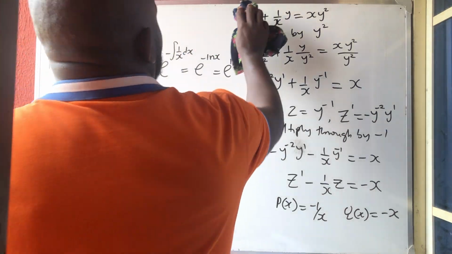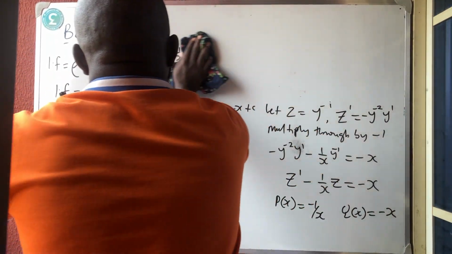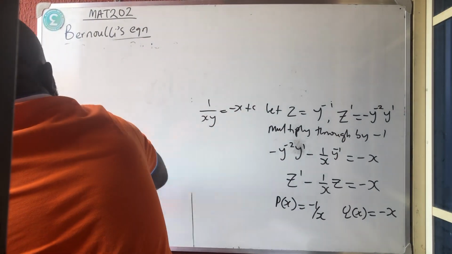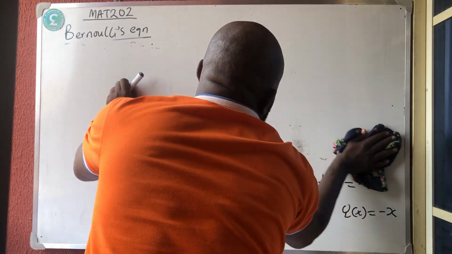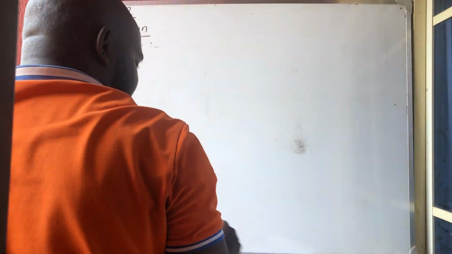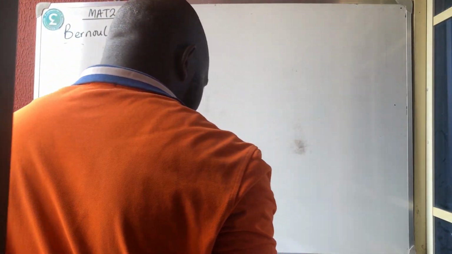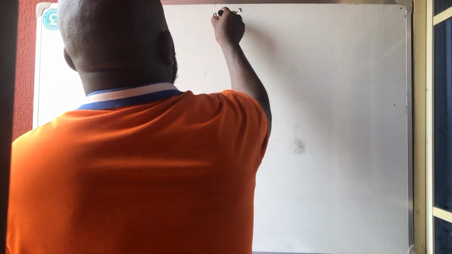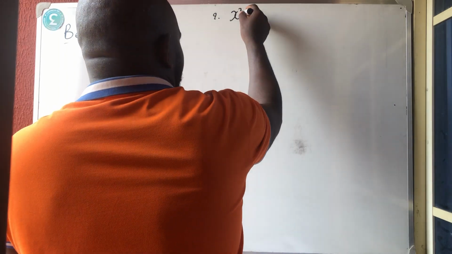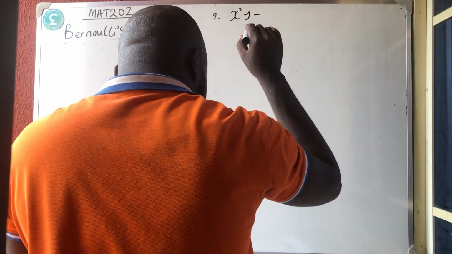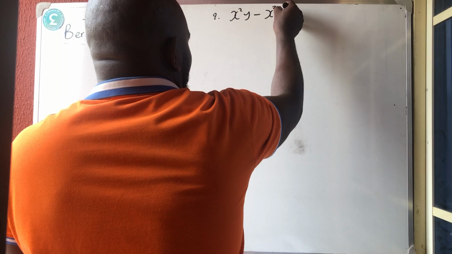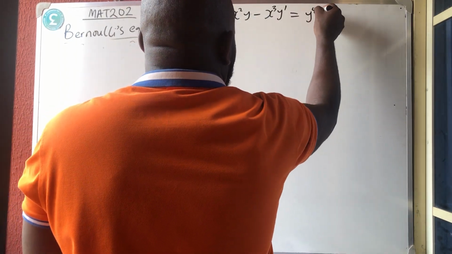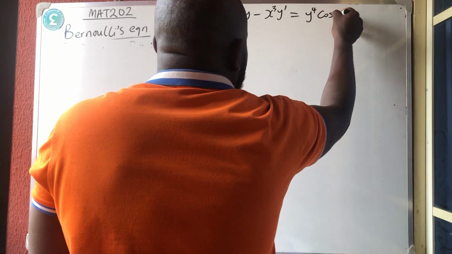So the next one, don't worry, when we solve 2-3 questions, you will understand very well. So the second question we are going to solve, number 2, says x squared y minus x cubed y prime is equal to y raised to power 4 cos x.